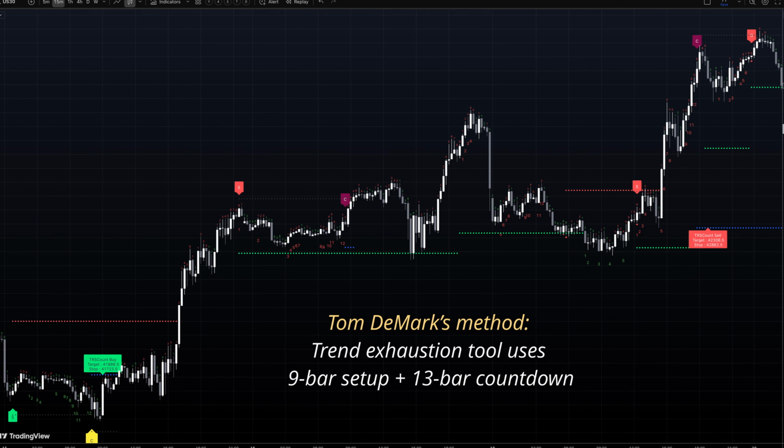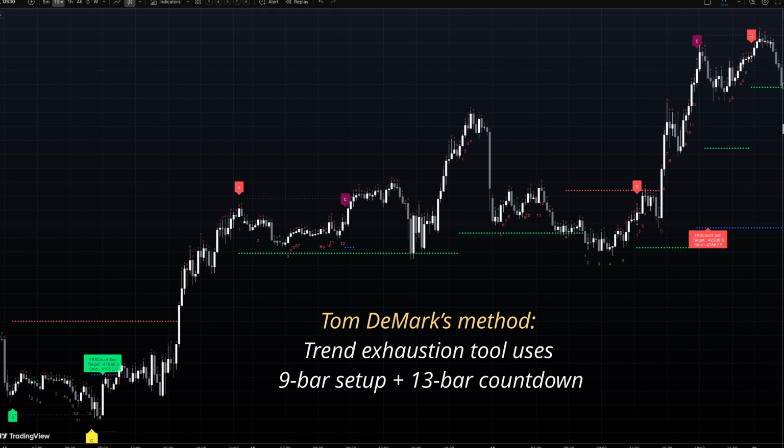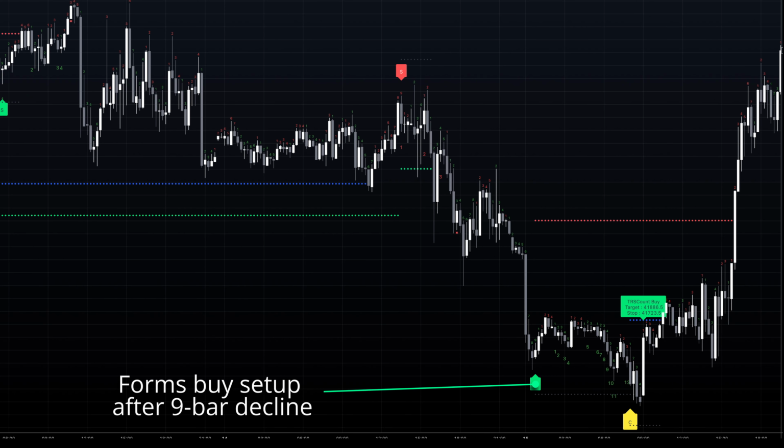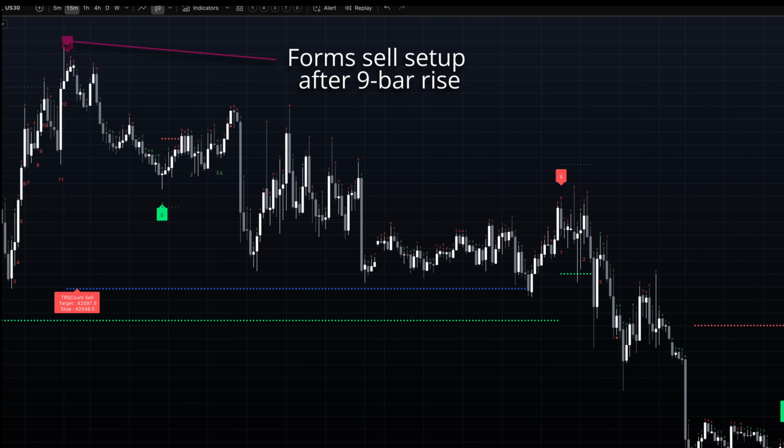The indicator implements Tom DeMark's sequential counting approach with a 9-bar setup phase, followed by a 13-bar countdown phase. When price closes lower than its value 4 bars ago for 9 consecutive bars, it forms a buy setup. Similarly, 9 consecutive closes higher than 4 bars ago creates a sell setup.